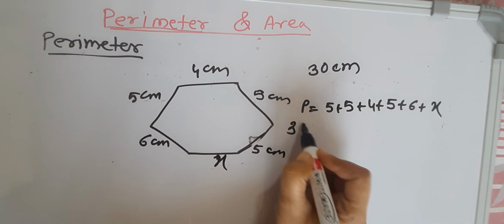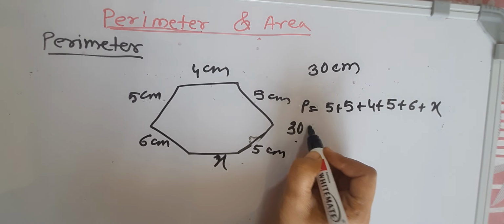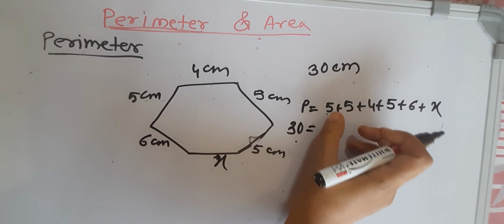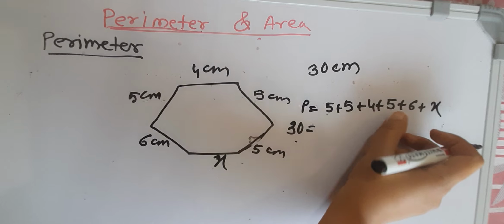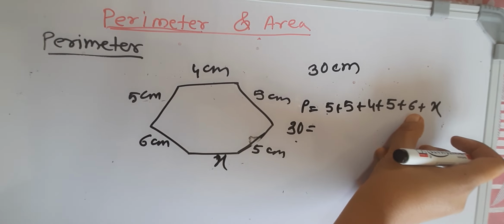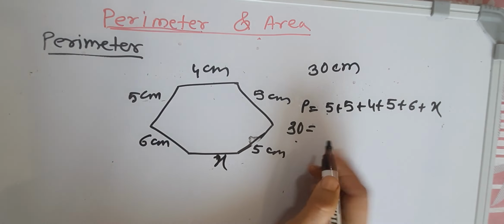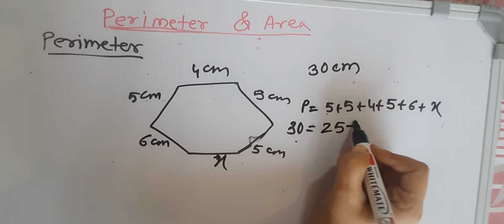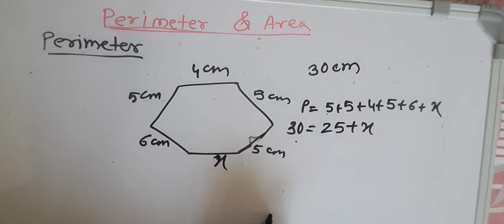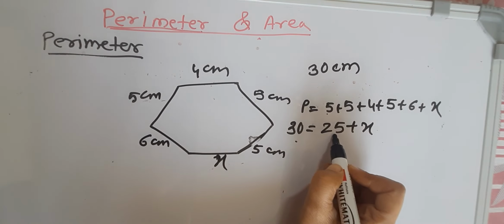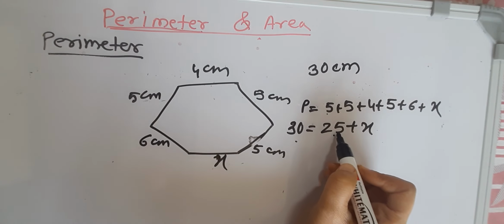So we know the total perimeter is 30, and now we can add this: 5 plus 5 is 10, 15, 15 plus 6 is 21, plus 4 is 25, plus this x remains as it is. Now how can we find out x, as here it is in addition?